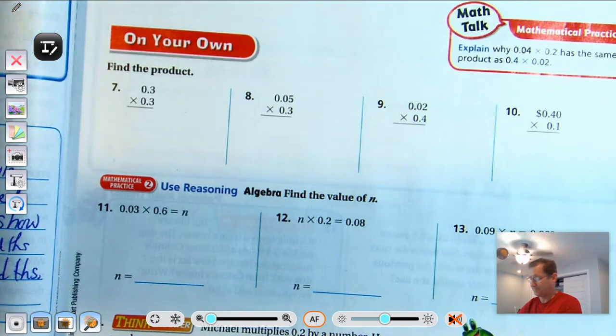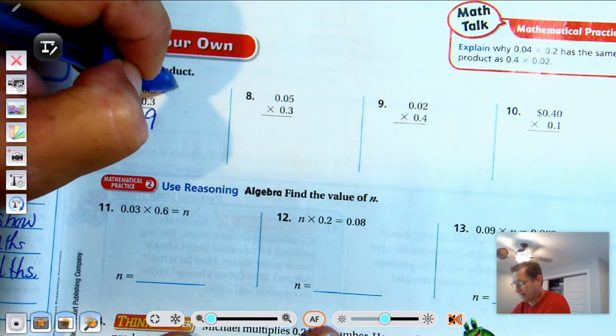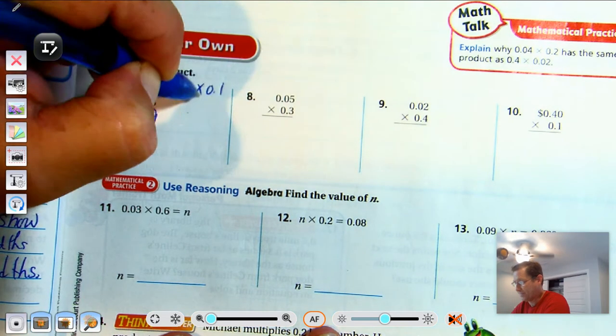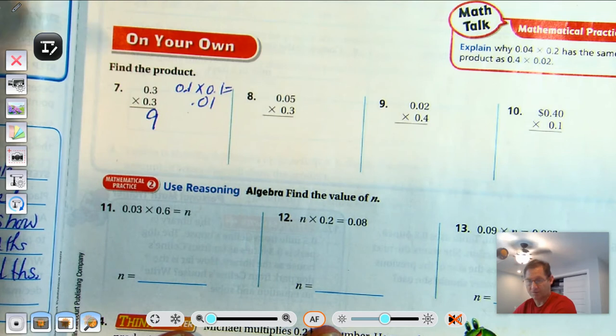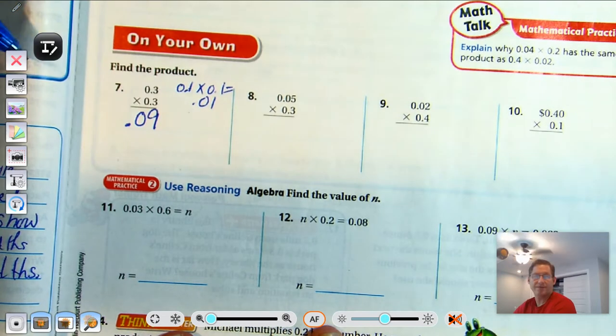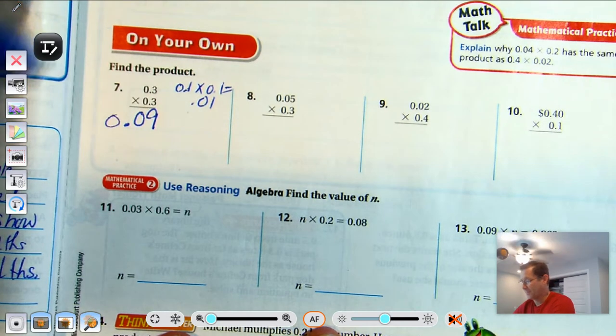All right, number 7. 3 times 3 is 9. I'm multiplying 1/10 times 1/10. So my answer is hundredths. Whereas the product is in the hundredths. So let's add the 0 to the left of the 9, and we have 9 hundredths.